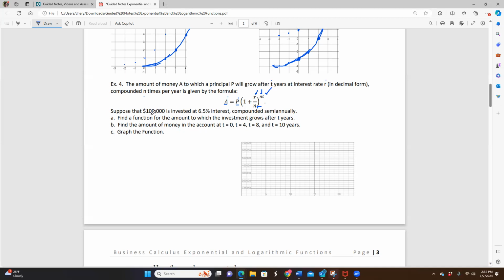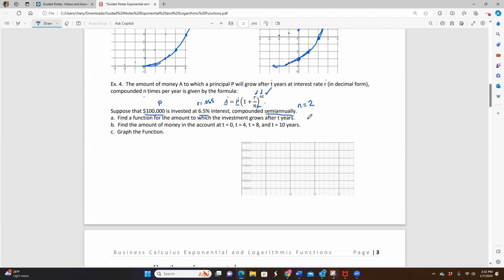So suppose that $100,000 is invested at 6.5%, compounded semi-annually, which means twice a year. Find the function for the amount to which the investment grows after t years.